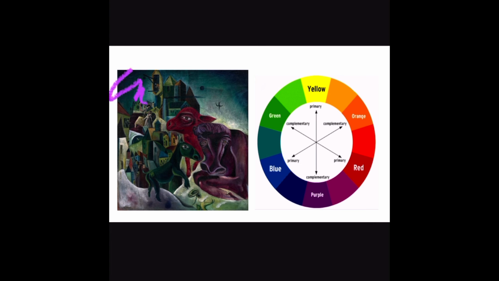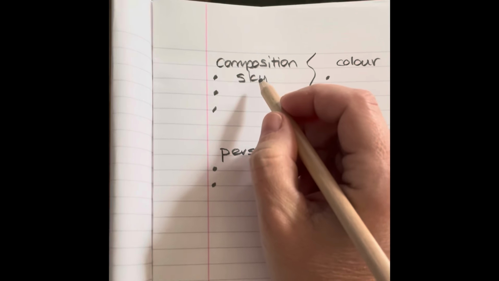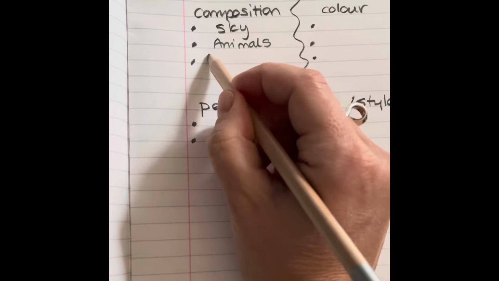So looking at the sky, it creates quite a large empty space, which contrasts with the very busy sections of the painting. The animals are very dominant and up close in the painting, making them a focal point. And then you've got this sort of triangular section in the painting which leads your eye across from one side of the painting to the other. So now I'm writing down the key words based on the analysis that I've just made.